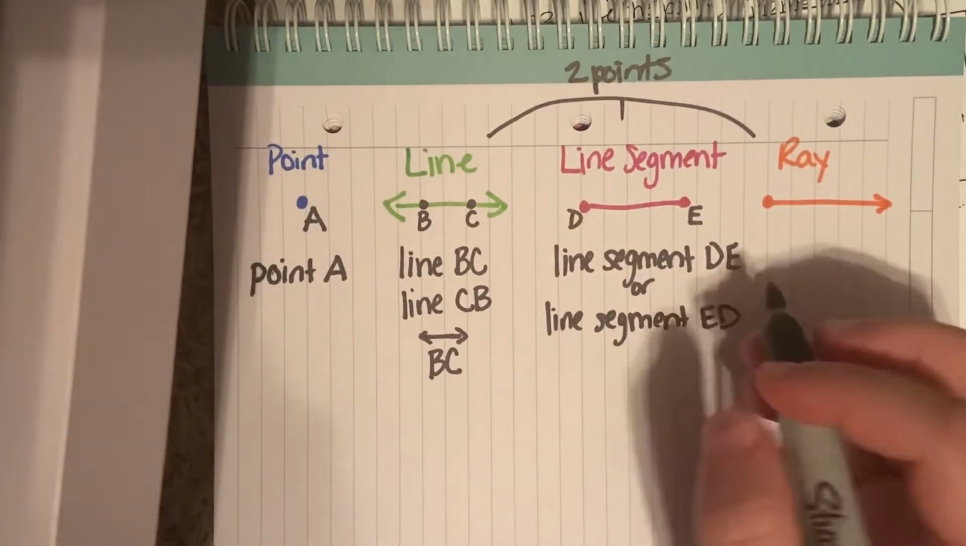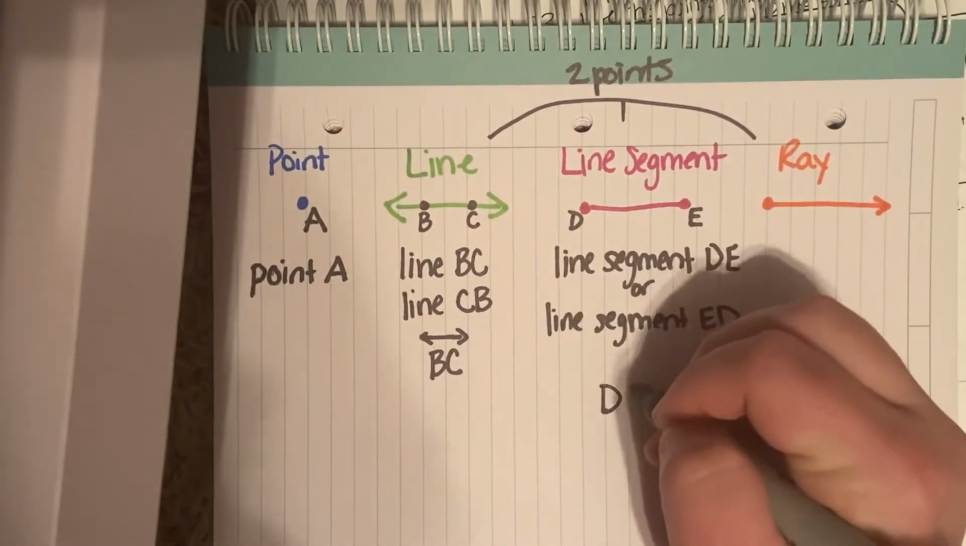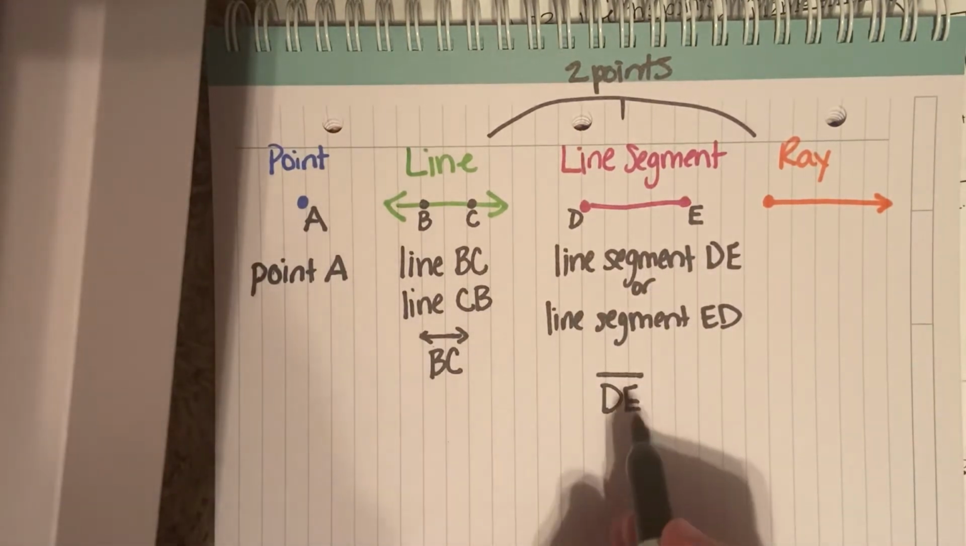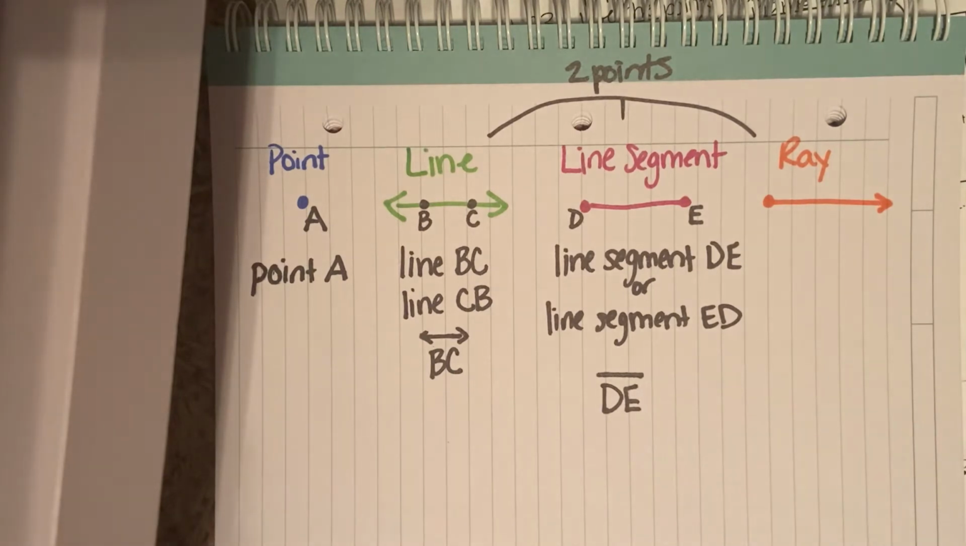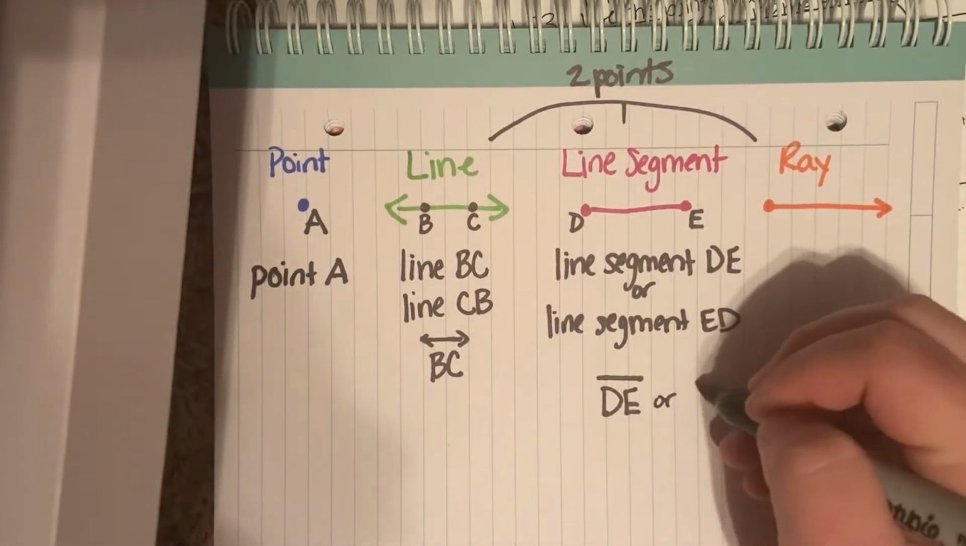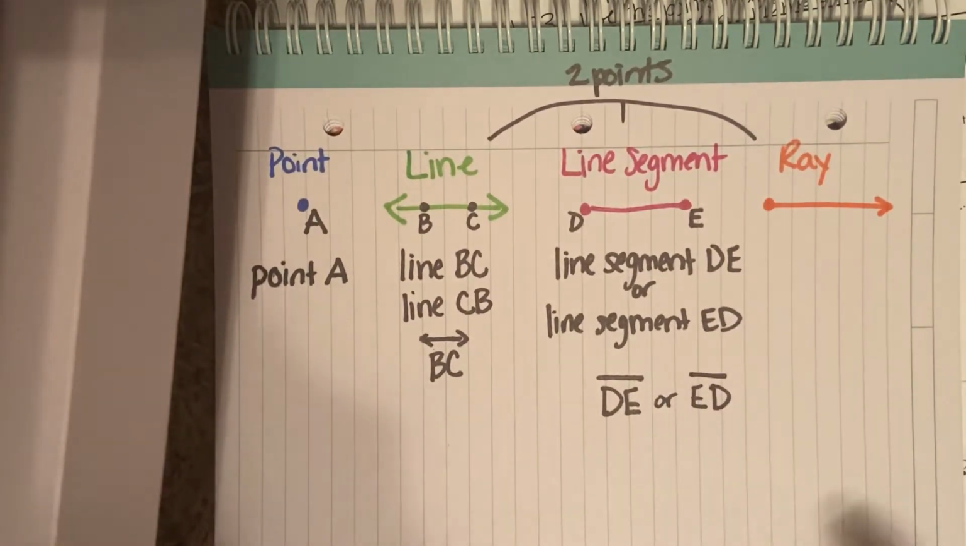If you want to do a line segment in the short way, you name your points, and then you're just going to draw a short little line over it. Don't put arrows over it. You don't have to put points at the end. It's just got a bar over the top of it. So that would be line segment DE. Or if you want to do it this way, you could also do ED, line segment.